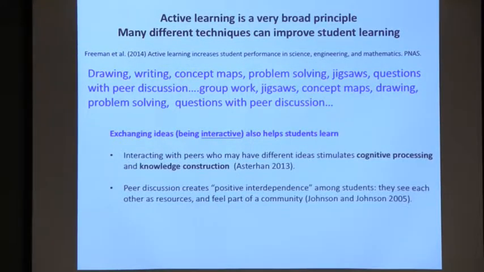So there's benefits to students having to talk to each other and explain their ideas to other people. As you all probably know, when you have to teach something, you actually learn it better, or maybe you don't learn it for the first time when you have to teach it. So interacting with peers stimulates what we call cognitive processing, as well as just knowledge construction, so having to explain your ideas.